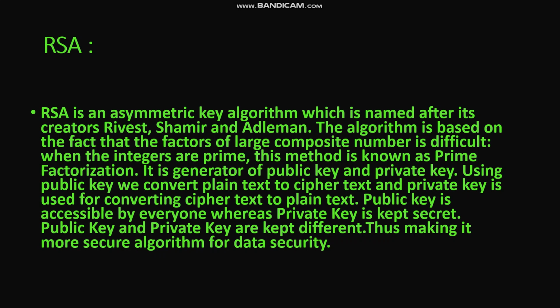It generates a public key and a private key. Using the public key, we convert plain text to cipher text, and the private key is used for converting cipher text to plain text. The public key is accessible to everyone, whereas the private key is kept secret. The public key and the private key are kept different, thus making it a more secure algorithm for data security.